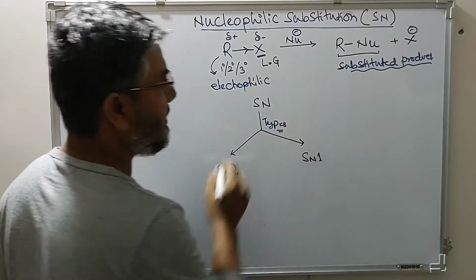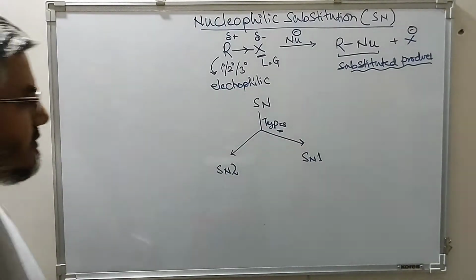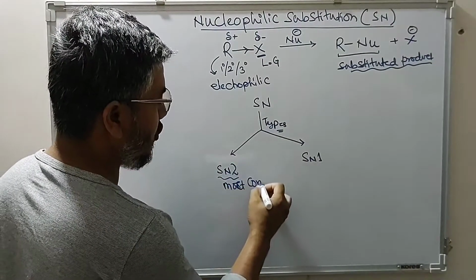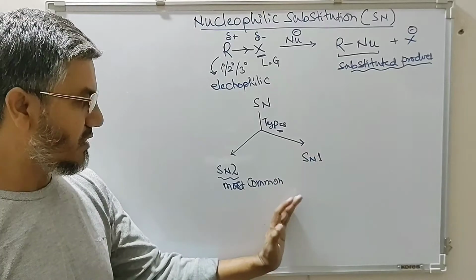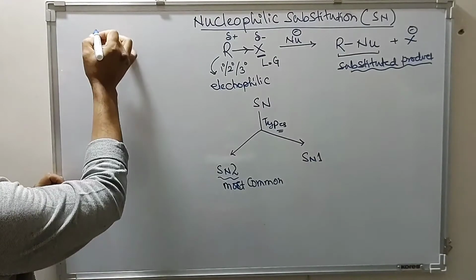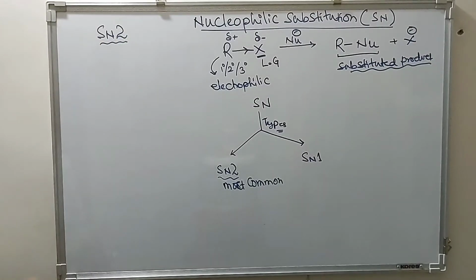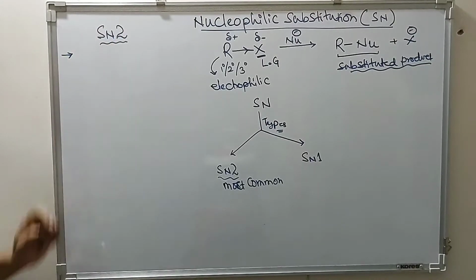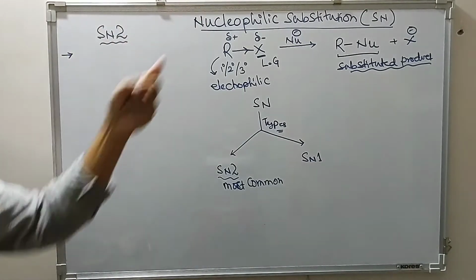These are the types of nucleophilic substitution reaction. Coming to the most common, SN2 is the most common mode of substitution. SN1 is less common compared to SN2. So starting with SN2, we are starting with the SN2 mode of substitution, or SN2 pathway. First of all, let's see what SN2 is. S for substitution, N for nucleophilic, 2 for bimolecular.